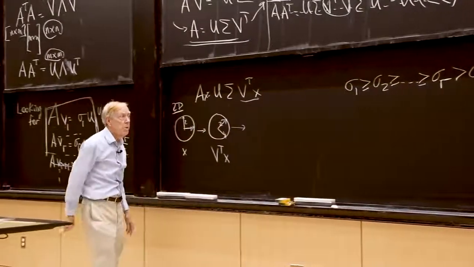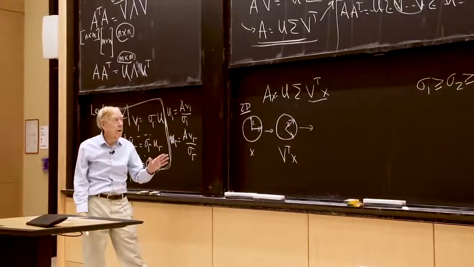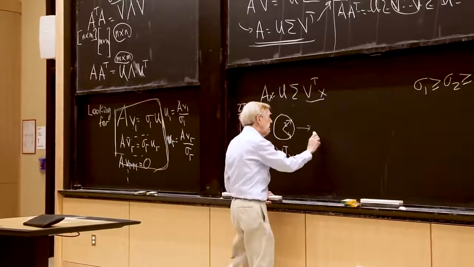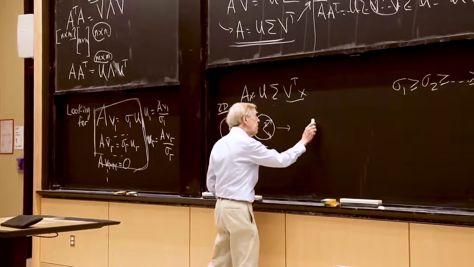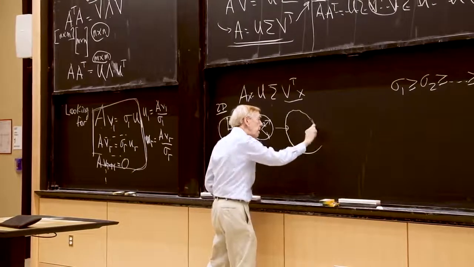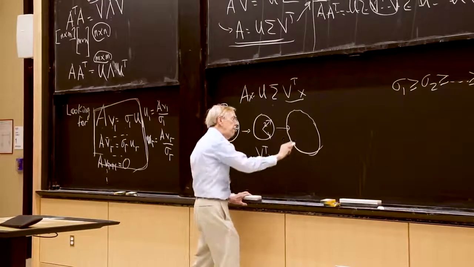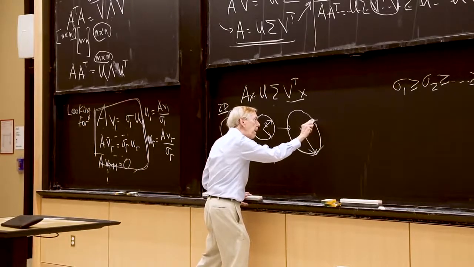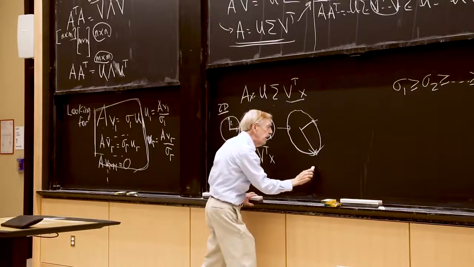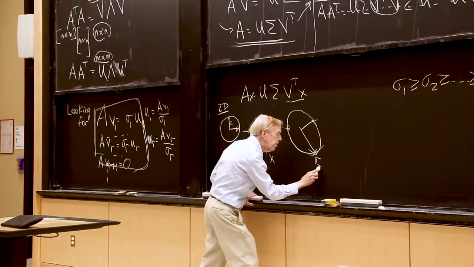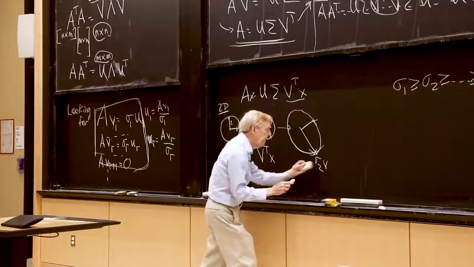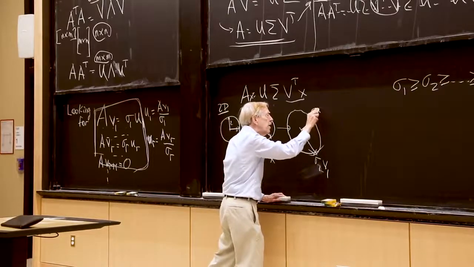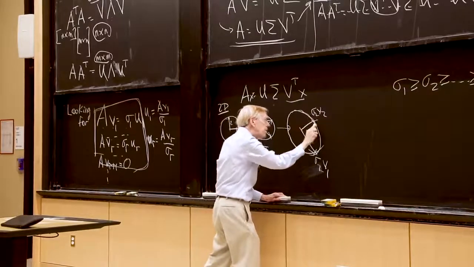and the rest are 0. So sigma 1 will be bigger than sigma 2, so I'm expecting this circle goes to an ellipse when you stretch. I didn't get it quite perfect, but not bad. So this would be sigma 1 v1, and this would be sigma 2 v2, and we now have an ellipse.